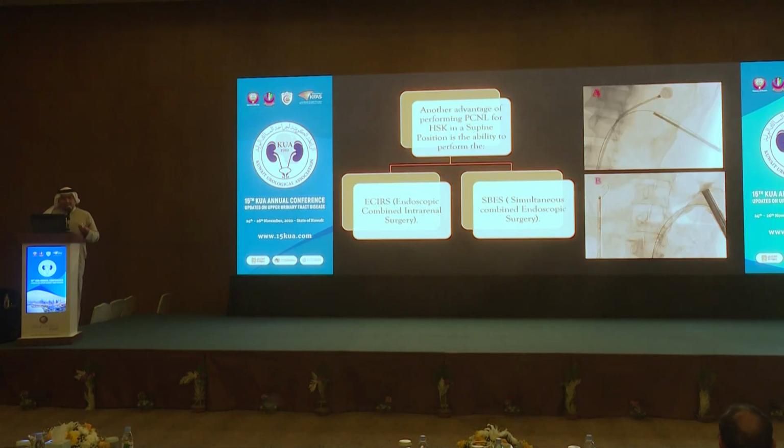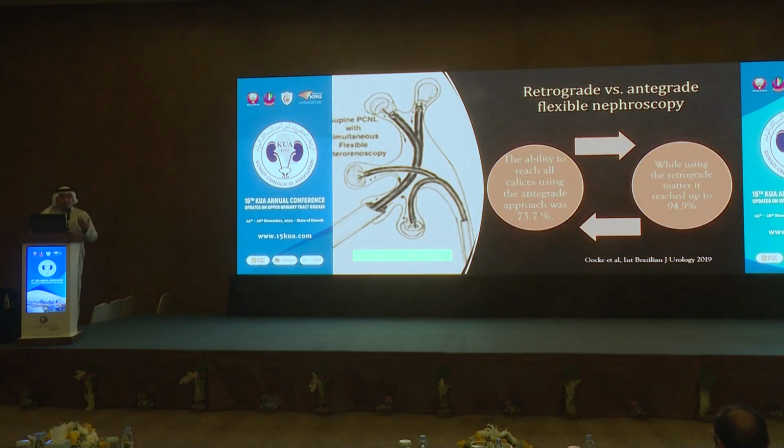So another advantage of performing PCNL in a horseshoe kidney in supine position is the ability to perform endoscopic combined intrarenal surgery and simultaneous bilateral endoscopic surgery. So one might ask, why would I do endoscopic combined intrarenal surgery if I have a flexible nephroscope? Well, it was studied and found that a retrograde flexible ureteroscope can reach up to 94% of the cases, while an antegrade flexible nephroscope could only reach 74% of the cases.